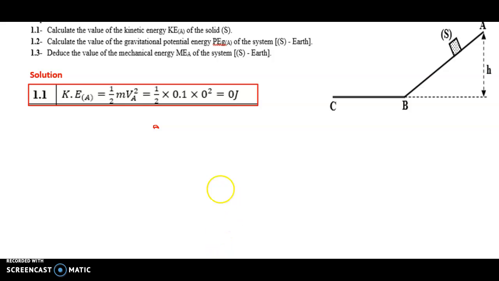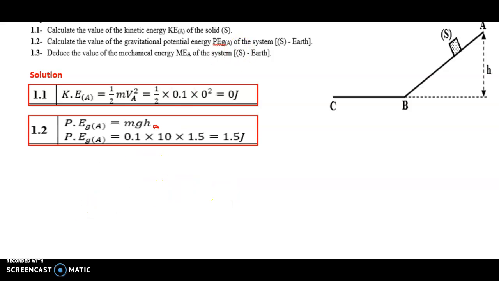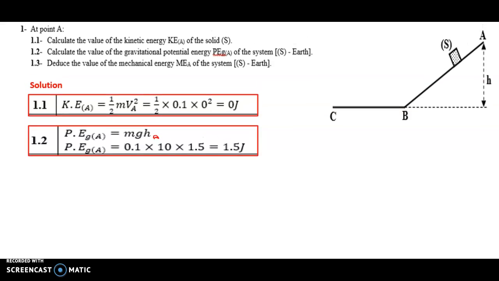Now calculate the value of the gravitational potential energy at A of the system. We are given the height at A and the rule says that gravitational potential energy is m times g times HA, so 0.1 times 10 times 1.5 meters. All are given in the SI unit, so it's equal to 1.5 joules.